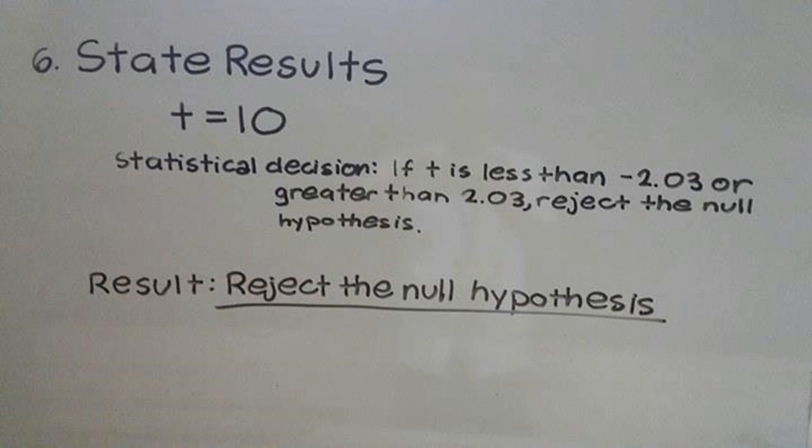Sixth step is to state the results. Our T is equal to 10, and our statistical decision is if T is less than negative 2.03 or greater than 2.03, reject the null hypothesis. Our T is greater than 2.03, and the result will be to reject the null hypothesis.